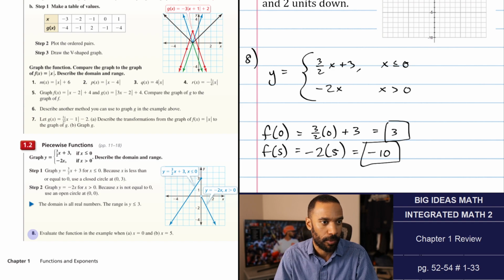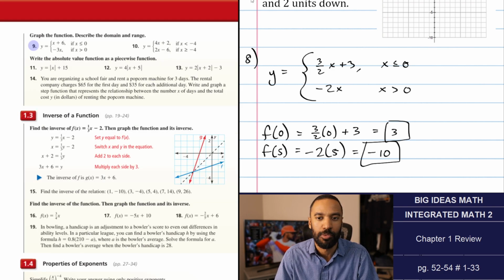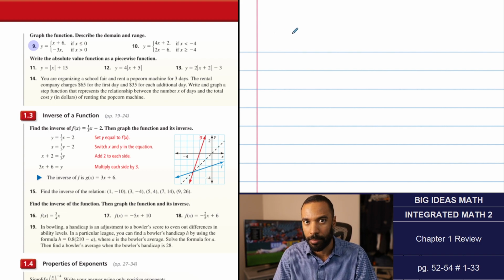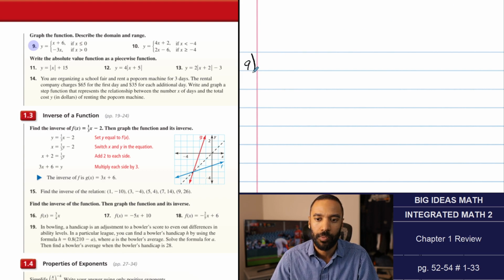That's number 8. I hope there are more questions than that, personally, for the section. So let's move on and see what we have next. Number 9 and 10: graph the function, describe the domain and range. So now I'm going to do the graphs with you, and we're going to see what they do.